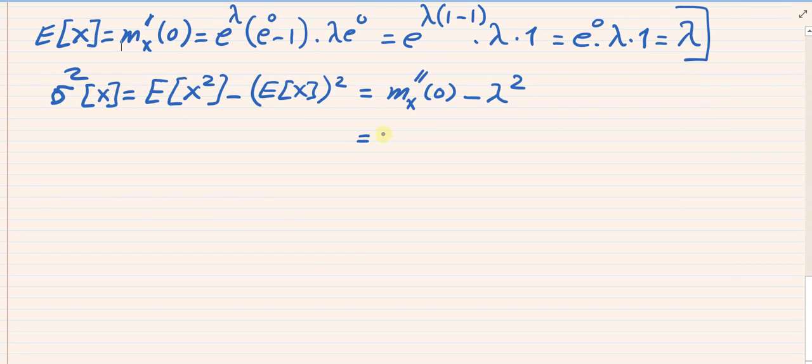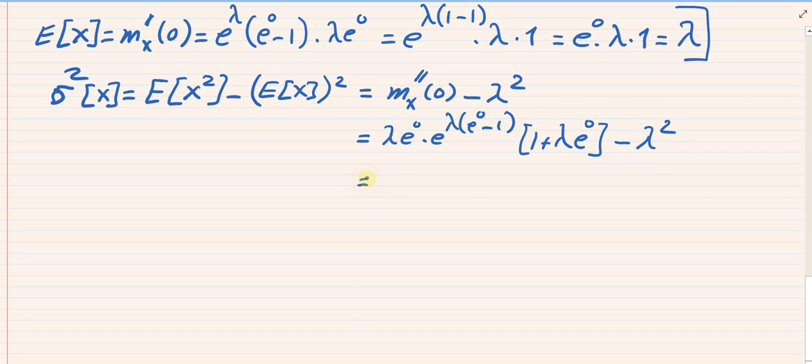Okay. When I do, I get lambda e to 0 times e to lambda e to t, which is e to 0, minus 1, times I had 1 plus lambda e to t, which is e to 0, minus lambda squared. Okay, so this is going to be lambda times 1 and then times 1 plus lambda minus lambda squared. E to 0 is 1, 1 minus 1, 0, 0 times lambda, 0. So this expression is e to 0. That's how I got this one.